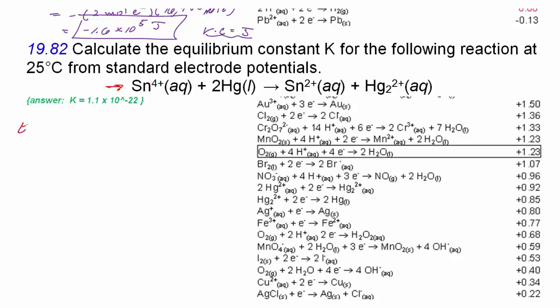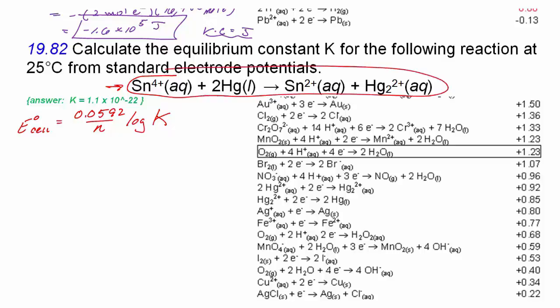So E0 cell equals 0.0592 all over N log of K. So let's find out what those two half reactions are, so that when we add them up, we get this. And it has to be exact. So what two half reactions are we going to add up? And we can write our E0s over here.